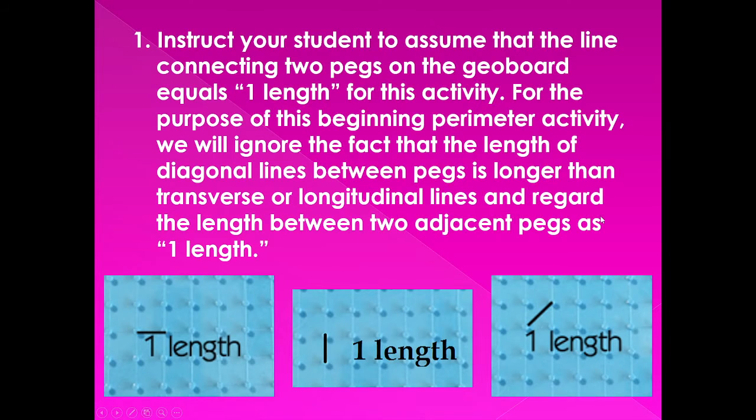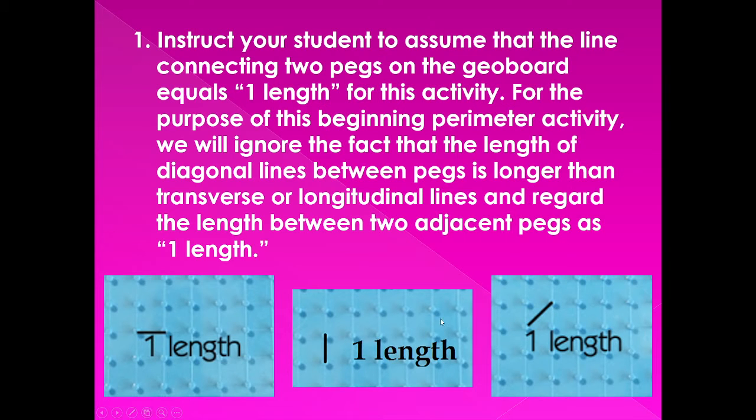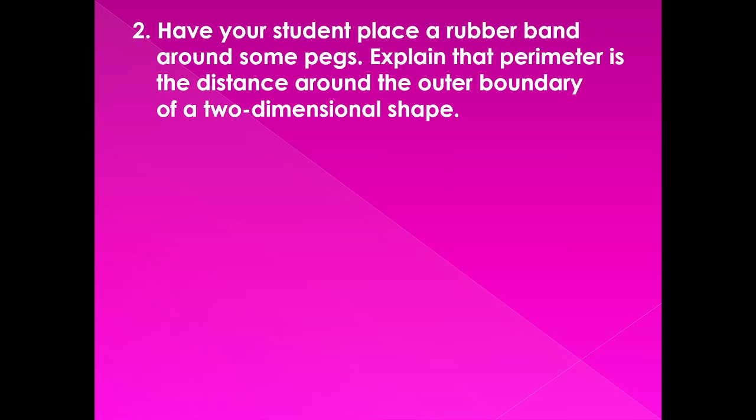Now, let's continue. So take note. In introducing a geoboard to your class, you should let your students know, this is one length from one nail to another nail. From one nail to another nail, that's one length. A horizontal line from one to another, that's also one length. Here we go. Have your students place a rubber band around some pegs. Explain that perimeter is the distance around the outer boundary of a two-dimensional shape.